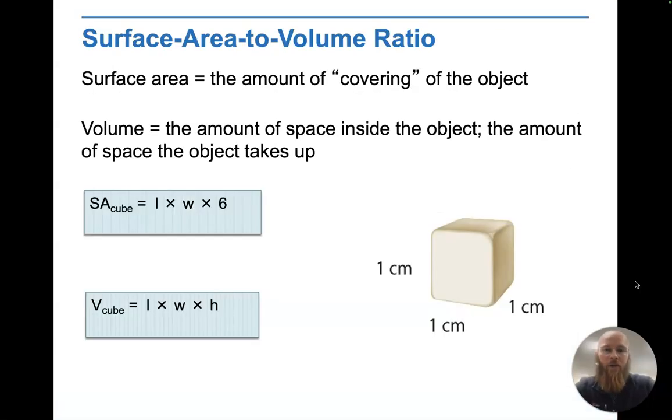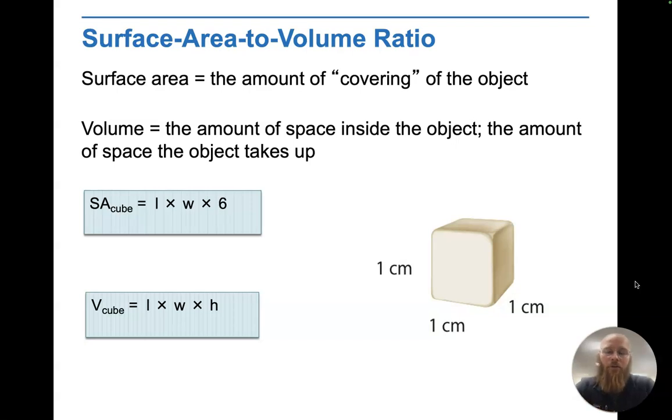Now, here we're going to be looking at the difference between surface area and volume and how the two basically create a ratio of one to the other. And so a surface area, what we mean is just that outer covering of the object, right? The amount of surface available, the amount of cell membrane. Whereas volume is just the amount of space inside. So you can think of surface area as being the amount of space outside, volume, amount of space inside.